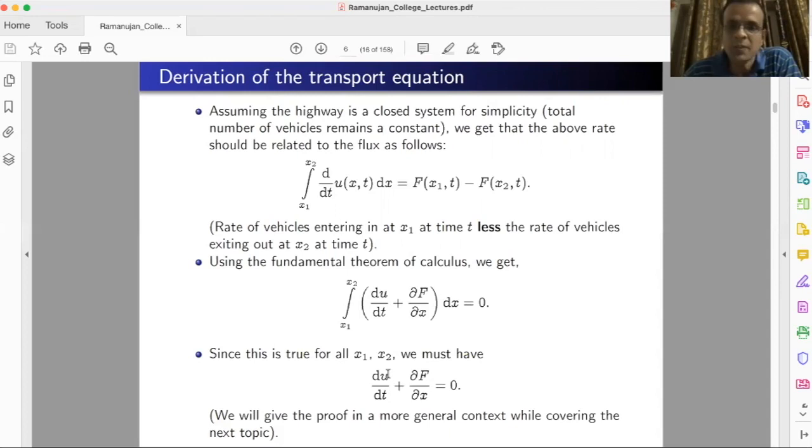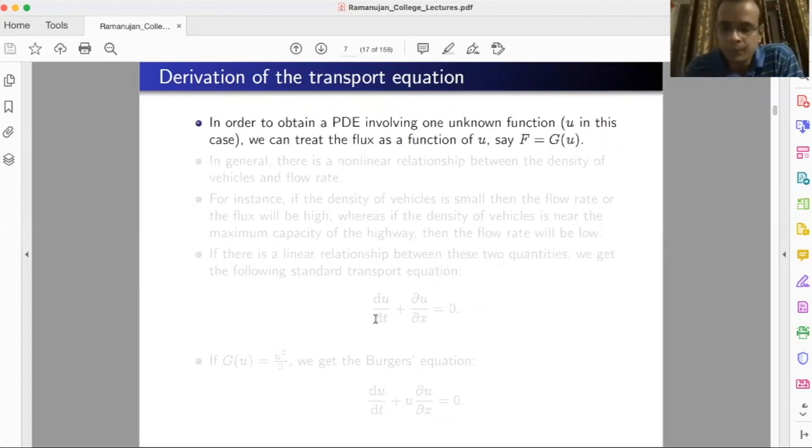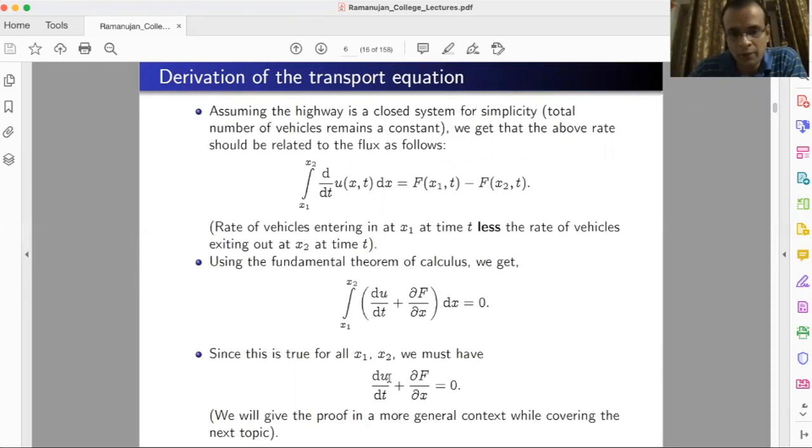So right now, let's take it for granted that if this is true for all x1 and x2, then we actually have that the integrand must be equal to 0. Now, you see that in the previous equation, one is a derivative involving u, and the second is a derivative involving f. But in practice, we expect some relation between this f and this u, that is, the flow rate and this u.